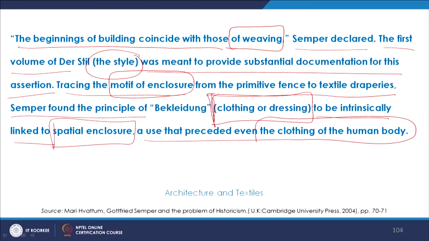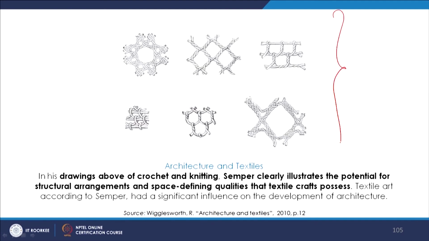So, that is what we have also discussed in the previous few modules when we were talking about architectural clothing or skin. That is the concept of clothing or dressing that was given by Semper, and it is linked to spatial enclosure, and he has done enormous work in asserting this kind of linkage. Some more drawings and pictures, and here the techniques of crochet and knitting are also highlighted, and it illustrates the potential for structural arrangements and space-defining qualities that textile crafts possess.